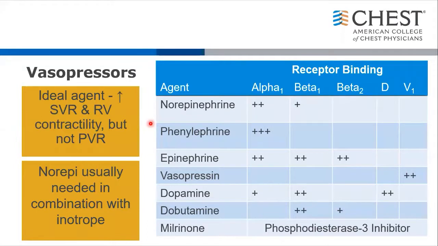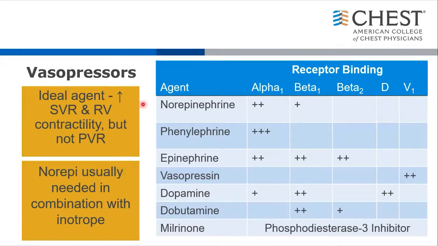So with that approach in mind and understanding the different variables that are at play, what about some of the specific agents that we can use, like the vasopressors that are available to us? Well, here in the table, you've got a list of vasopressors that should be familiar to all of us, along with the receptor binding sites. And it's a combination of vasopressors and inotropes. The inotropes are at the bottom, the dobutamine and the milrinone.